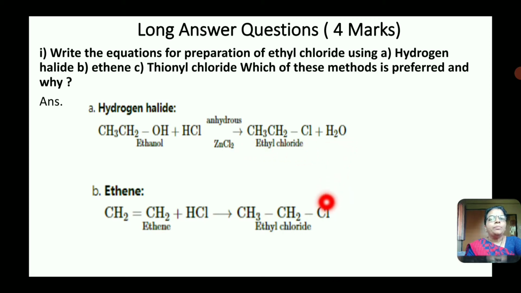Now second, preparation of ethyl chloride using ethene. Here when ethene is treated with HCl, addition of HCl takes place across the double bond of ethene to form CH3CH2Cl, that is ethyl chloride.